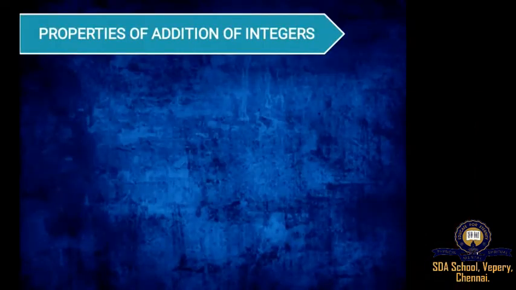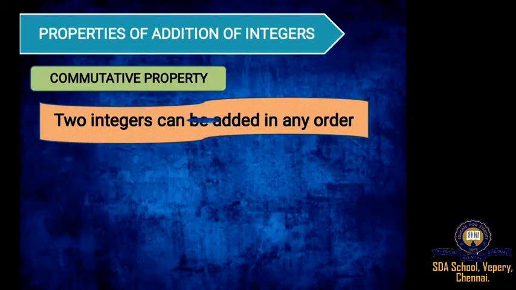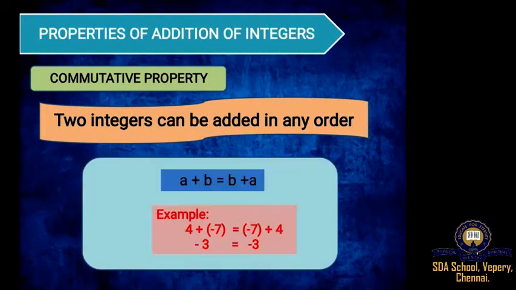Properties of addition of integers. We will see two properties. The first one is commutative property. Two integers can be added in any order. So symbolically, a plus b is equal to b plus a, where a and b are any two integers. For example, 4 plus minus 7 is equal to minus 7 plus 4 because they both give the answer minus 3. So addition of integers is commutative.